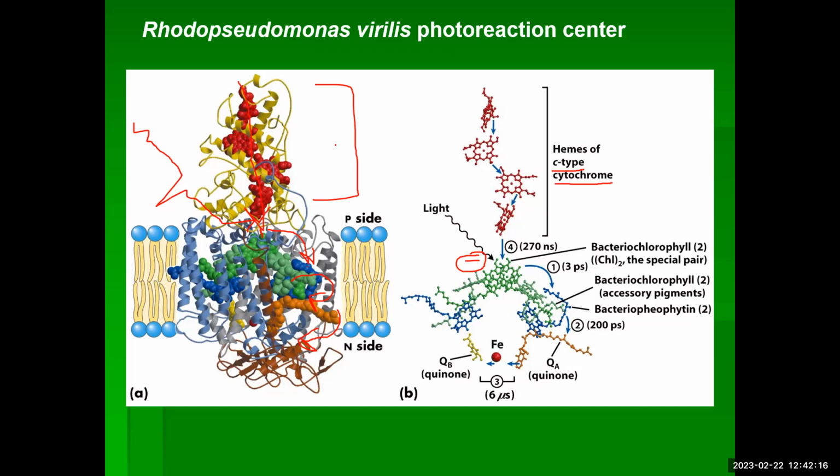Look at how fast the transfer is here. The transfer here is 3 picoseconds. So this transfer here from the bacteria chlorophyll to the accessory pigment bacteria chlorophyll, 3 picoseconds. This transfer to the quinone is 200 picoseconds. These transfers are very, very fast. That's due to the fact that these elements are inserted in the membrane in a semi-solid state fashion.